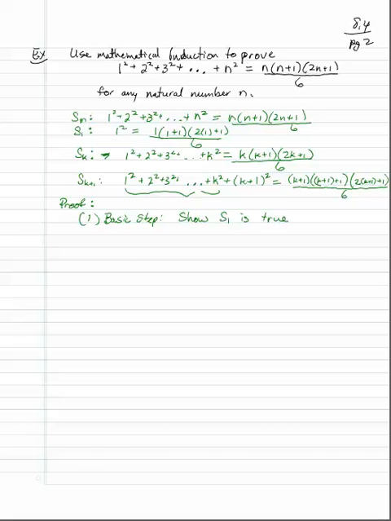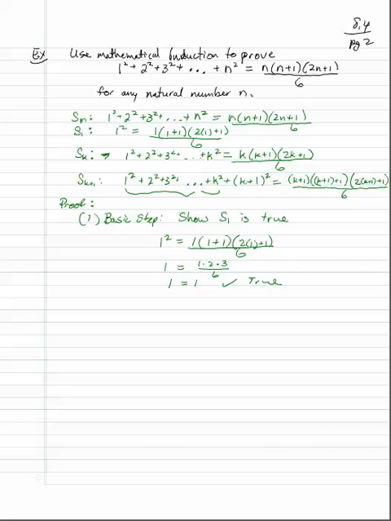Okay, so our first step is show that S sub 1 is true, or prove S sub 1. Show, prove, same thing in math lingo. So S sub 1 is 1 squared. Does that equal 1 times 1 plus 1 times 2 times 1 plus 1 all over 6? So 1 squared is 1. And then we got 1 times 2 times 3 over 6, which equals 1. So 1 equals 1. That's true.